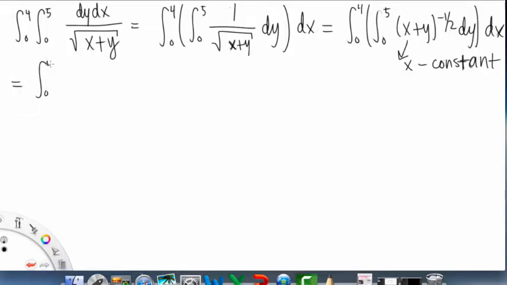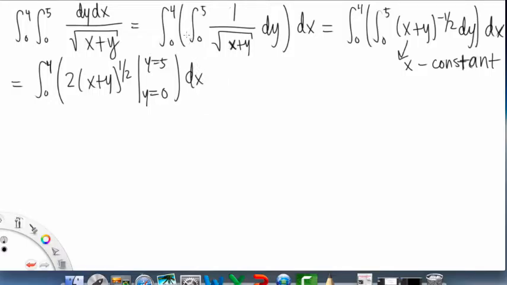So 0 to 4 on the outside, and then when we integrate (x plus y) to the negative 1/2, we get (x plus y) to the positive 1/2, so that means in front we have to have a 2, and this is when y equals 0 to y equals 5, and then dx. Okay. So now what I'll do with this constant is just bring it all the way out in front, so we don't have to deal with it until the end. That's what I like to do. So I'll put the 2 out there. It's not going to make a difference really.